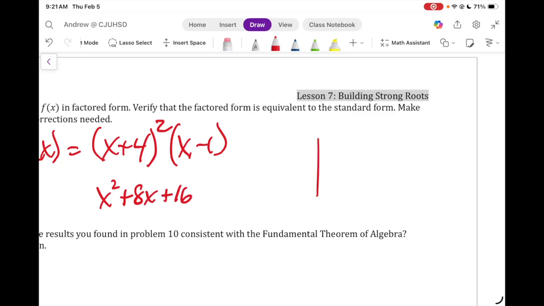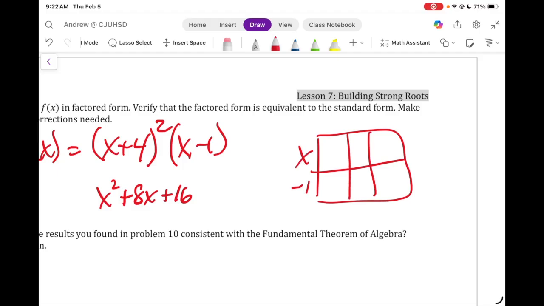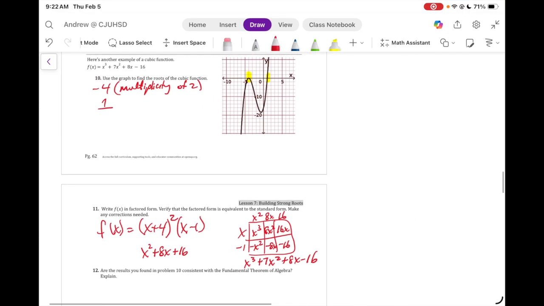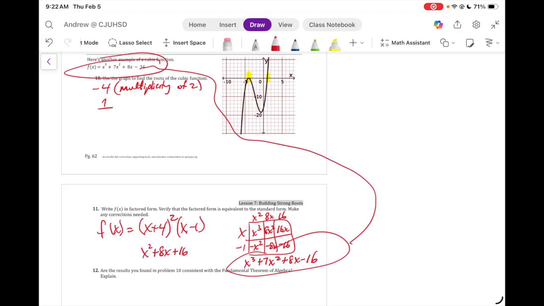And then if we take that and we multiply that by x minus 1 with x squared, 8x, and 16, we get x cubed, 8x squared, 16x, negative x squared, negative 8x, and negative 16. So x cubed plus 7x squared plus 8x minus 16. Is that what we got before? That is exactly what we got before. So it works.